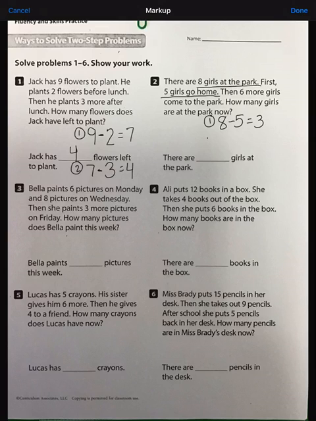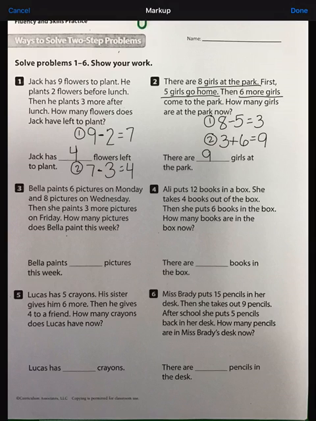Then, once I have those 3 girls that are at the park, 6 more girls now come to the park. Okay, so since 6 more girls came to the park, I'm going to add 6 to the 3. And 3 plus 6 is 9. So now there are 9 girls at the park.